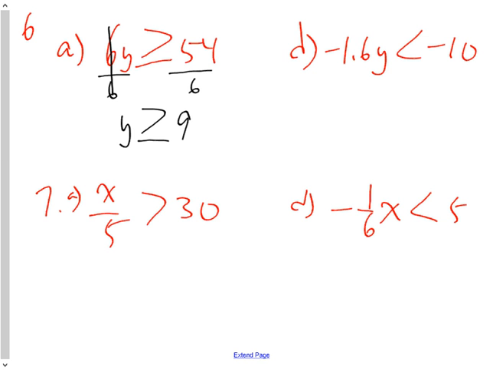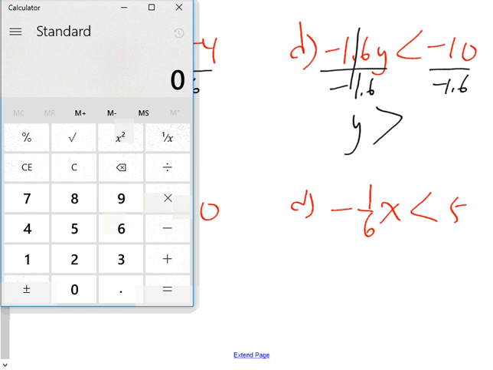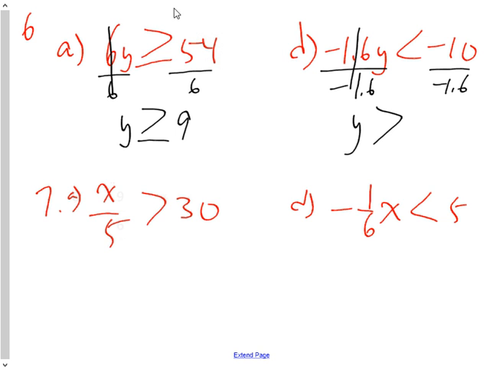So any value that is greater than or equal to 9 will make that inequality of 6y is greater than or equal to 54 true. In the second question of that, if you divide both sides by negative 1.6, you get y. You must flip your sign because you multiplied or divided by a negative value. Take your calculator. 10 divided by 1.6 is 6.25. So negative divided by negative is positive. So any value that's greater than 6.25 would make that inequality true.